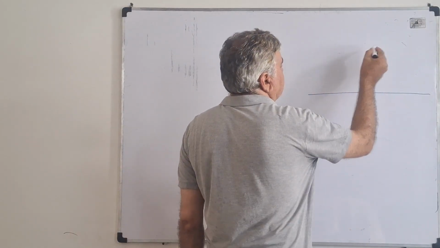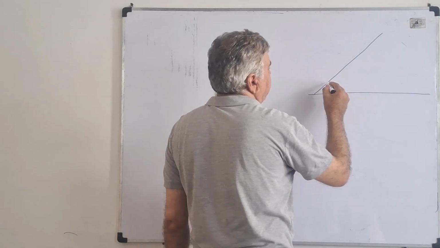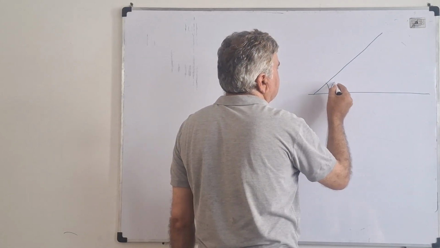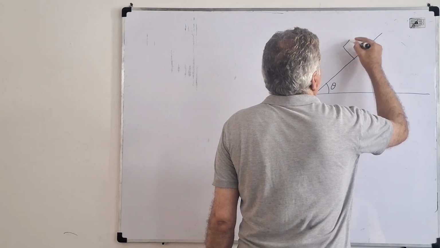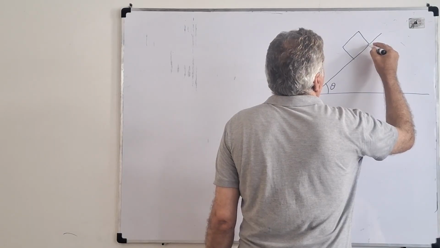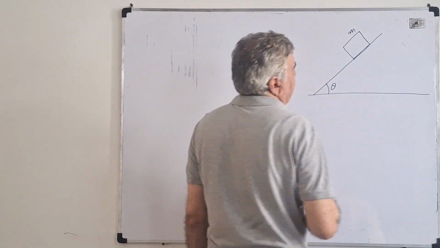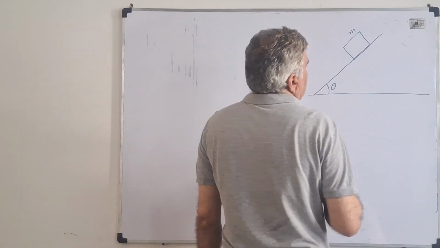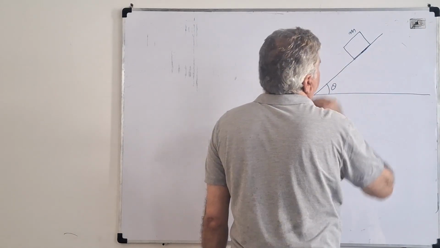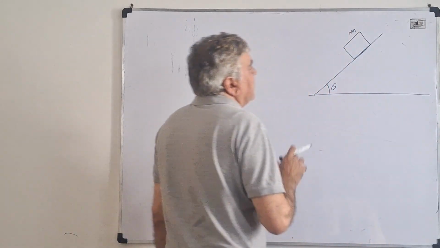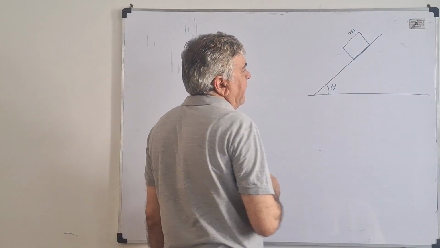This is the horizontal, and I take an inclined plane which is making angle theta with the horizontal, and I place a block of mass m on this plane. Okay, first I consider the simplest case that there is no friction between the block and the inclined plane.